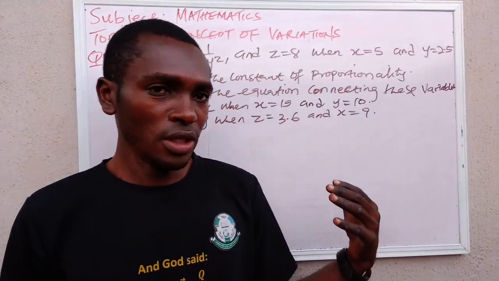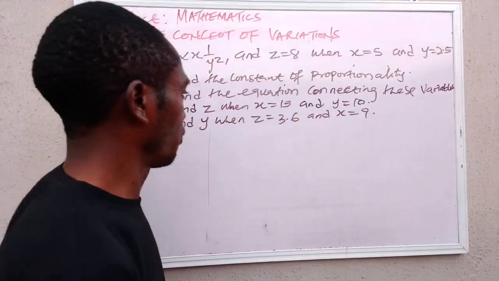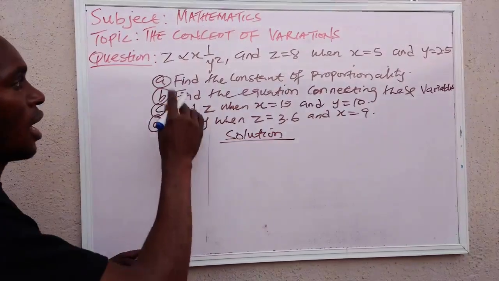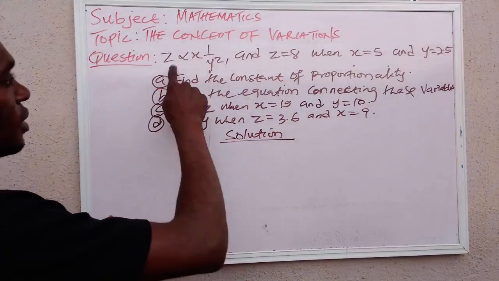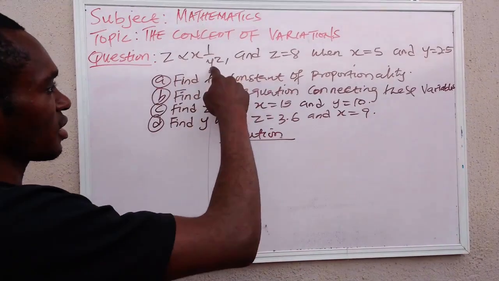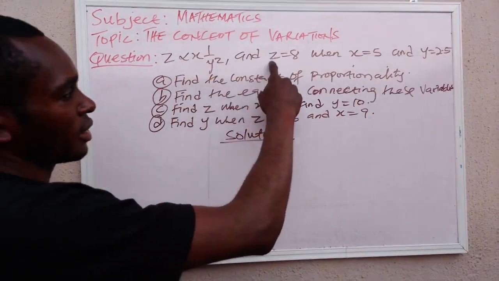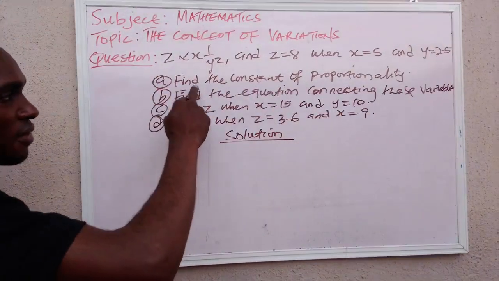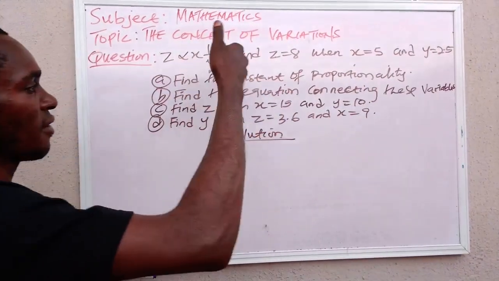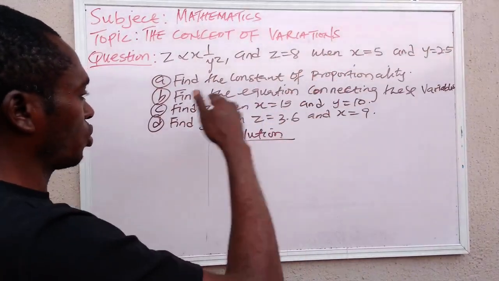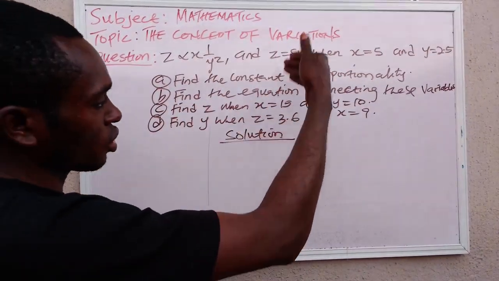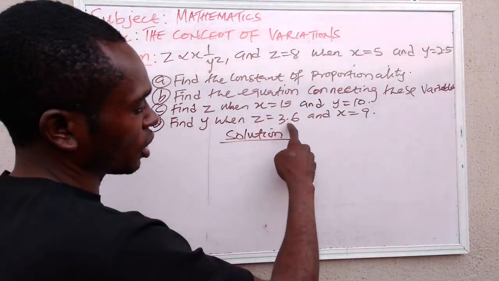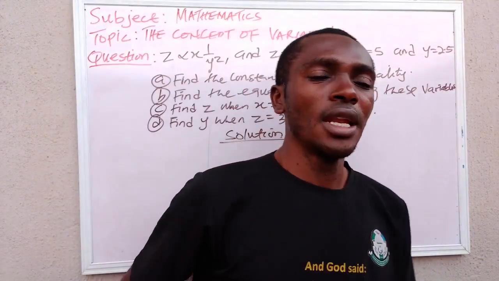We are going to be seeing how to solve this question on the board. The question says: z is directly proportional to x and inversely proportional to y squared, and z equals 8 when x is 5 and y equals 2.5. So A, find the constant of proportionality. B, find the equation connecting these variables. C, find z when x equals 15 and y equals 10. D, find y when z equals 3.6 and x equals 9.